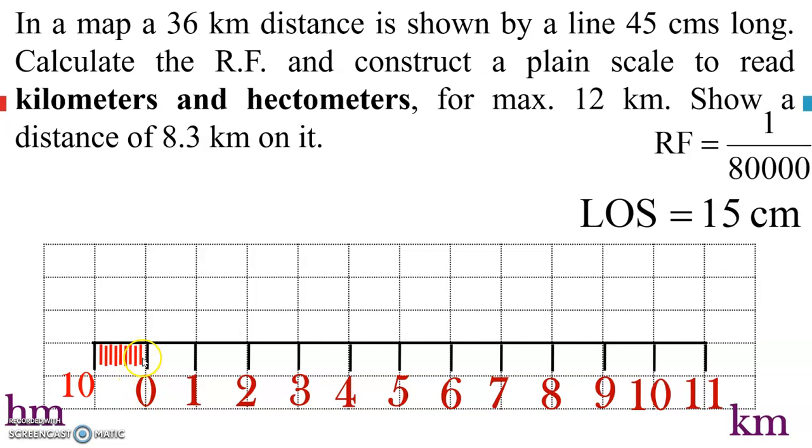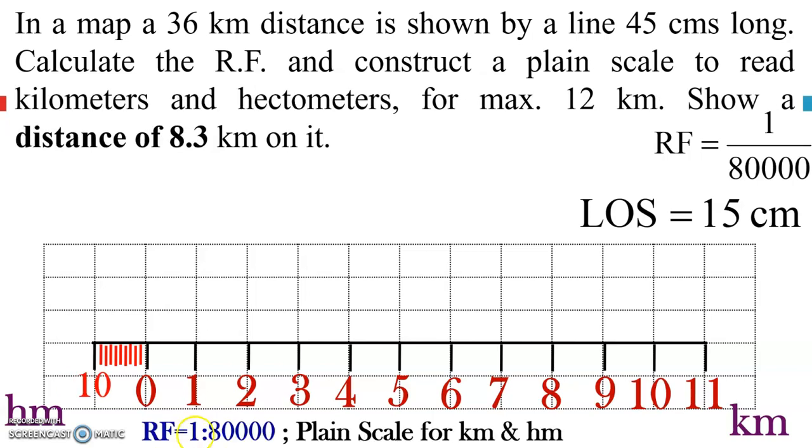So it is 1 hectometer, 2 hectometer, 3 hectometer, 4 hectometer, 5 hectometer, 6 hectometer, 7 hectometer, 8 hectometer, 9 hectometer, and this is 10 hectometer. So it is 1 kilometer. So that is the plane scale. Now we have to write here the RF and unit. So here RF is 1 by 80,000, and this is the plane scale for kilometer and hectometer.